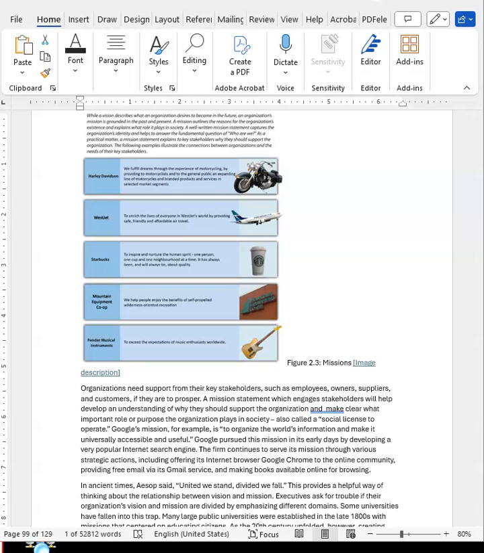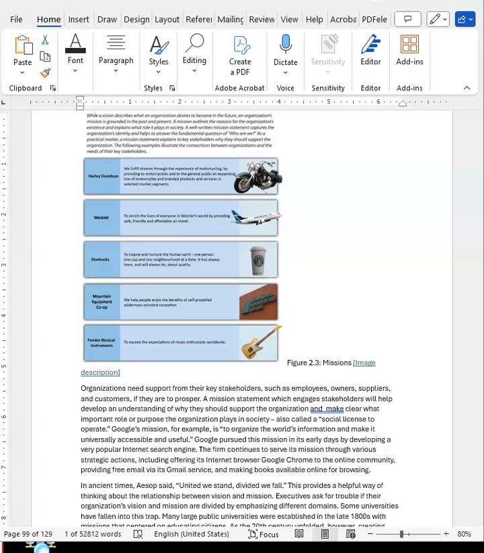Organizations need support from their key stakeholders, such as employees, owners, suppliers, and customers, if they are to prosper. A mission statement which engages stakeholders will help develop an understanding of why they should support the organization and make clear what important role or purpose the organization plays in society, also called a social license to operate.